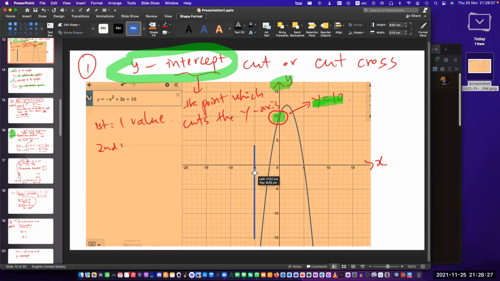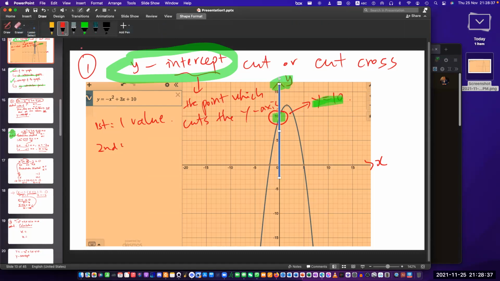So this is where x equals 0. This y-axis is actually where x equals 0. I'm going to tell you how you can get what x is equal to 0. Okay, so I'm going to draw a few more vertical lines.